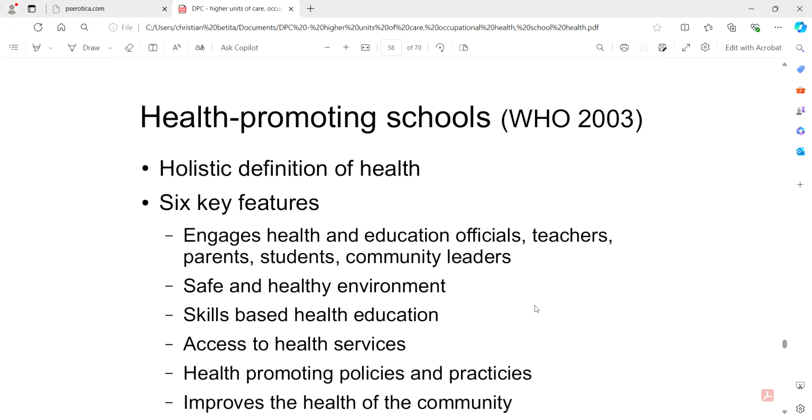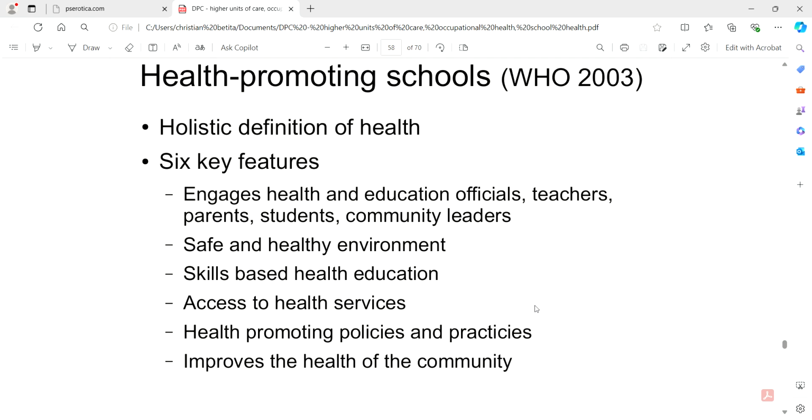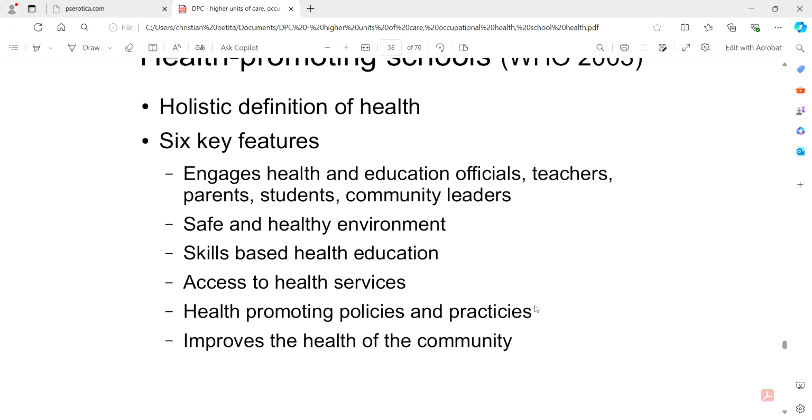Health promoting schools naman is a model that's advanced by the WHO in 2003. So this is a more holistic definition of health, and it has six key features, which I will be discussing one by one. This is engaging health and educational officials, teachers, parents, students, and community leaders, safe and healthy environment, skills-based health education, access to health services, and health promoting policies and practices, and improving the health of the community.